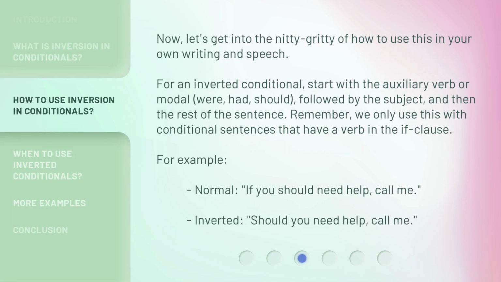Now, let's get into the nitty-gritty of how to use this in your own writing and speech. For an inverted conditional, start with the auxiliary verb or modal, were, had, should, followed by the subject, and then the rest of the sentence. Remember, we only use this with conditional sentences that have a verb in the if clause. For example, normal: "If you should need help, call me." Inverted: "Should you need help, call me."